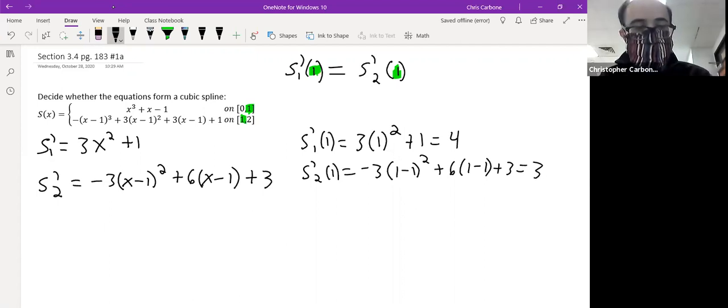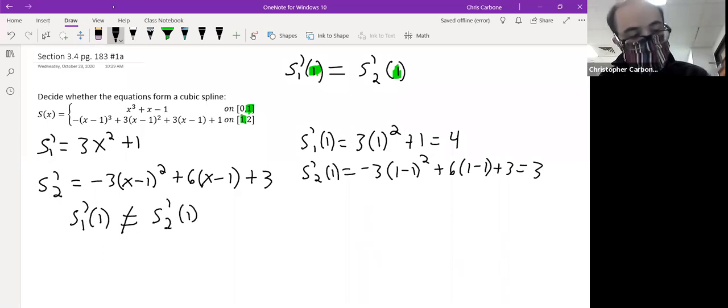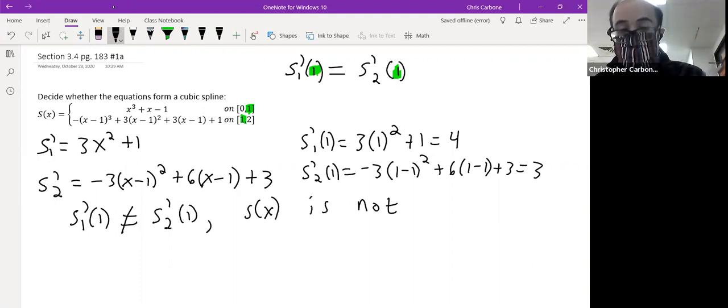And from this, we can see that the derivative of the first equation at 1 does not equal the derivative of the second equation at 1. So because of this, s of x then is not a cubic spline based upon those definitions that we had.